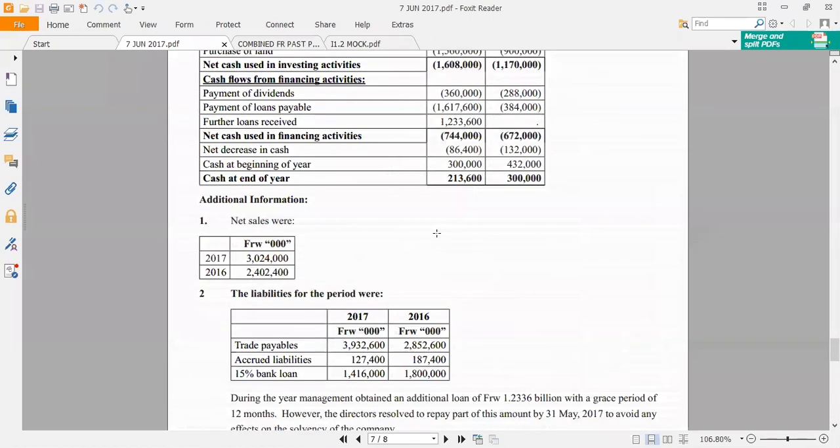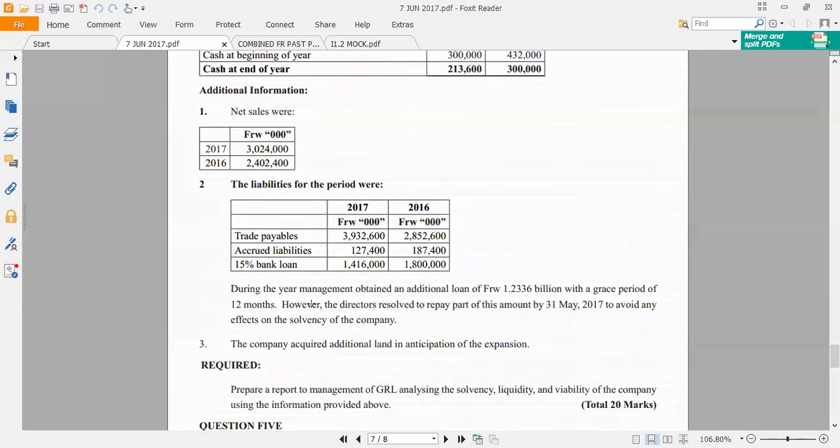And then there is additional information. Net sales: you have been given the net sales in the year 2017 and net sales in the year 2016. You have also been given the liabilities for the period: the trade payables, accrued liabilities, and 15% bank loan.